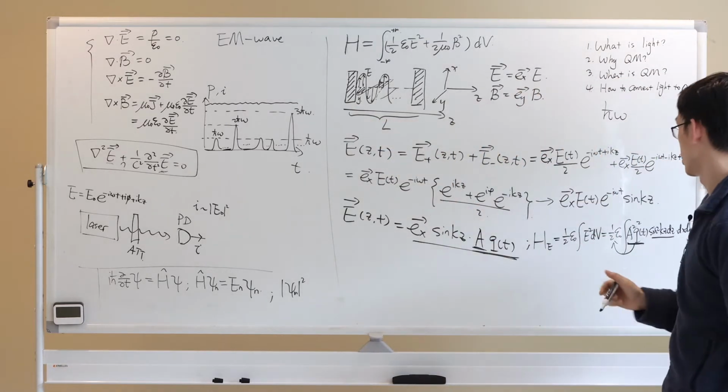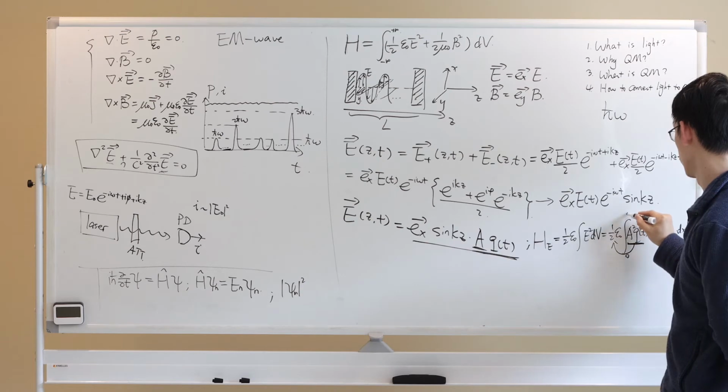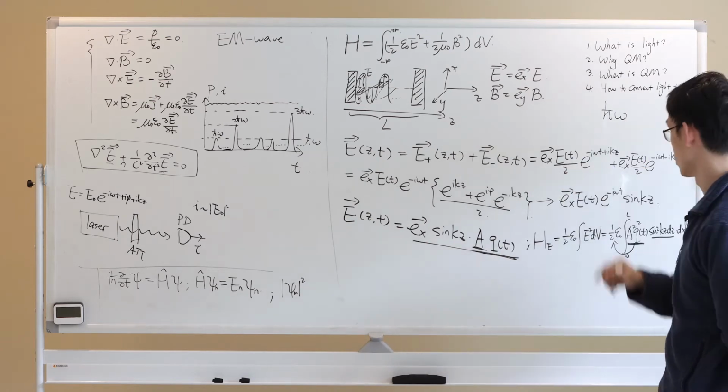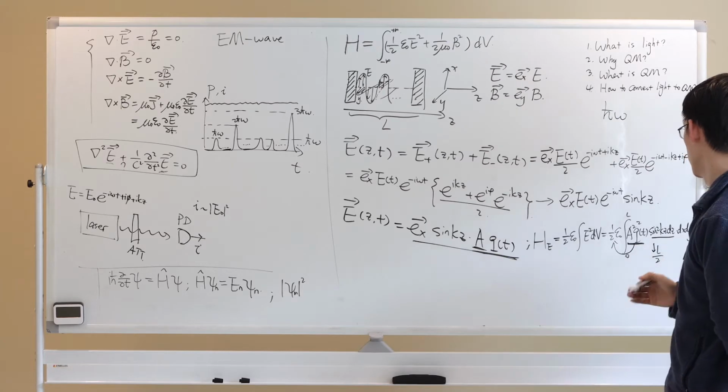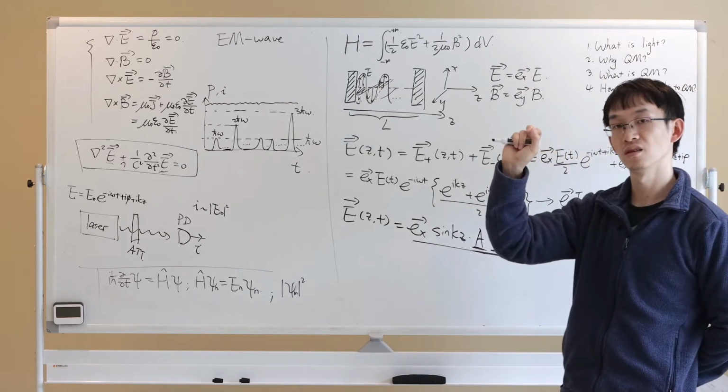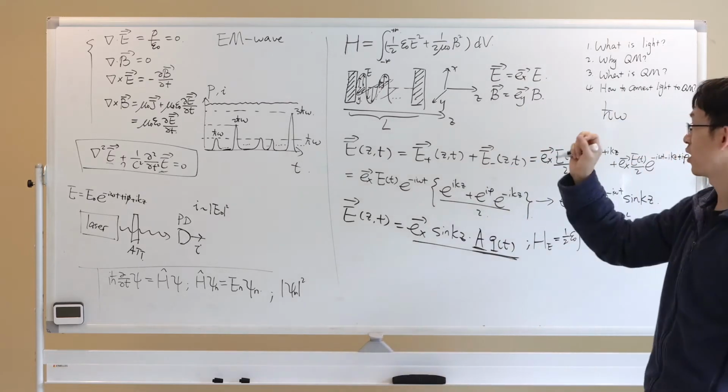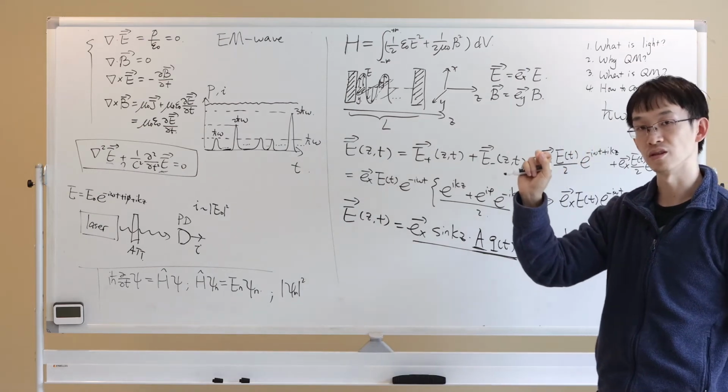But of course, you can do it the normal way, just doing this integration. So this one will become 1/2 L. And the integration of dx dy gives you an area, okay?